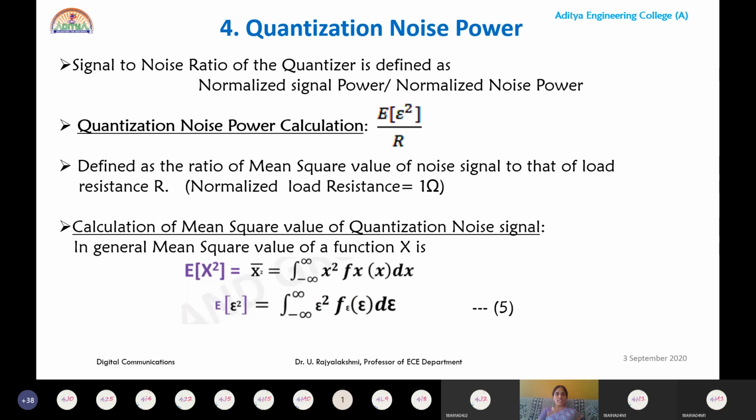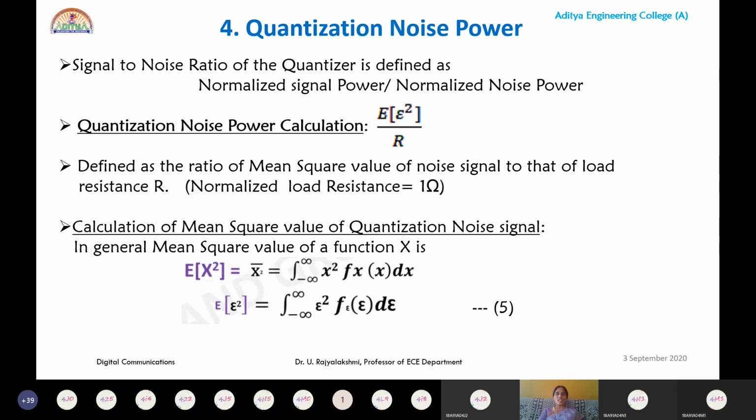So prior to calculating the SNR for the quantizer, let us define it. In general you can define it as the ratio of normalized signal power to normalized noise power. Okay, so first let us focus on the denominator section, that is normalized noise power. Let us assume the signal power as some capital P. And first of all, let us evaluate the normalized noise power.